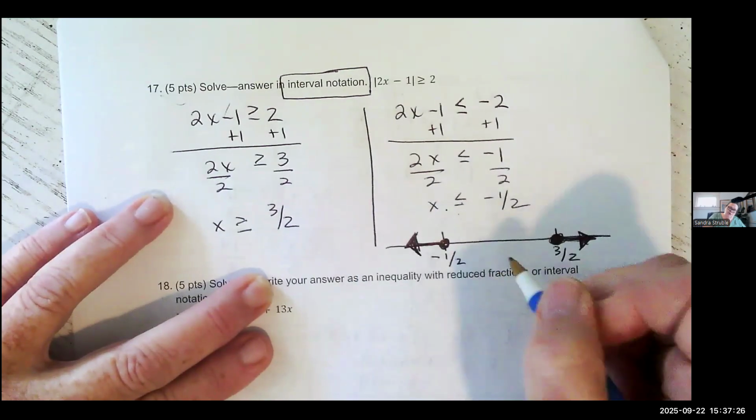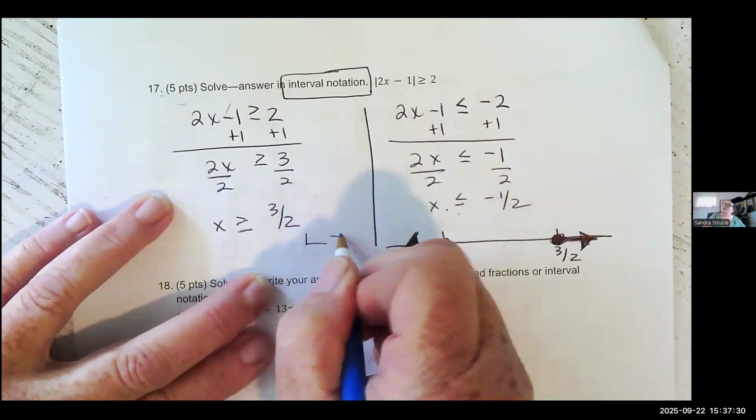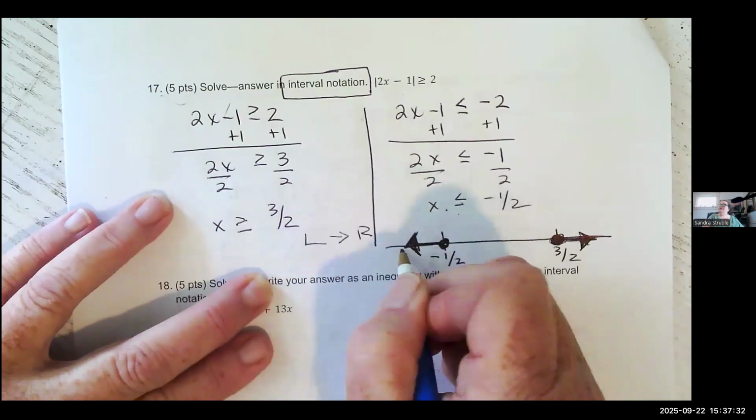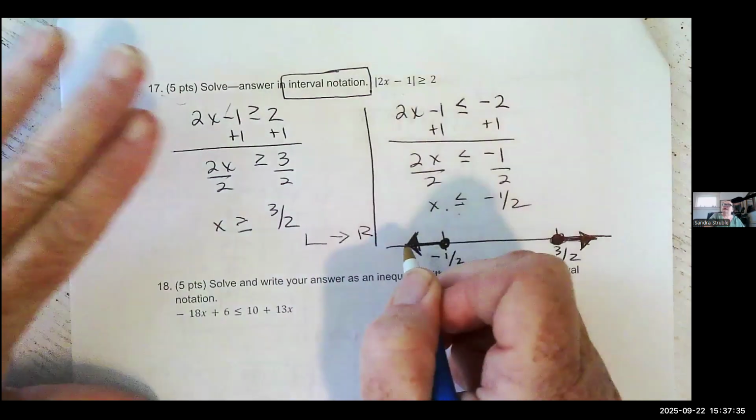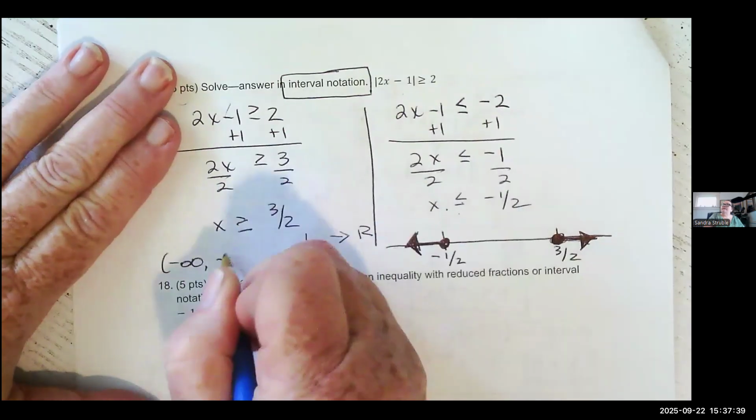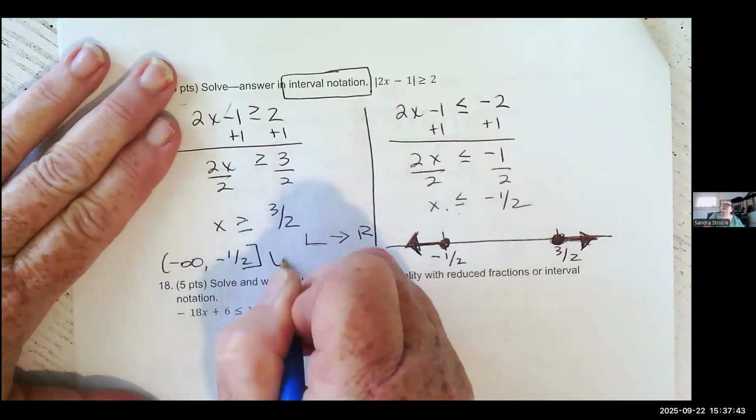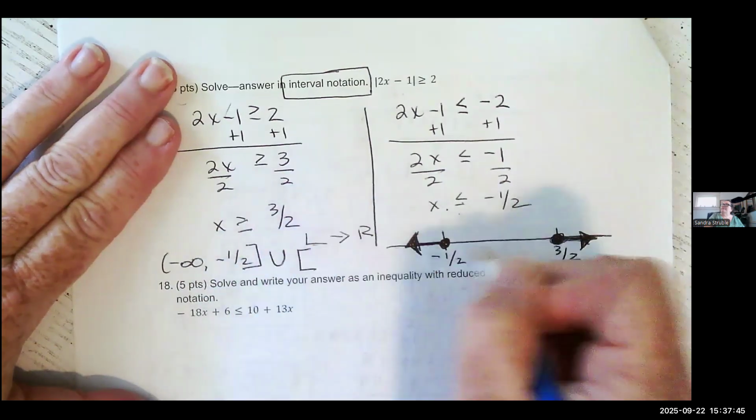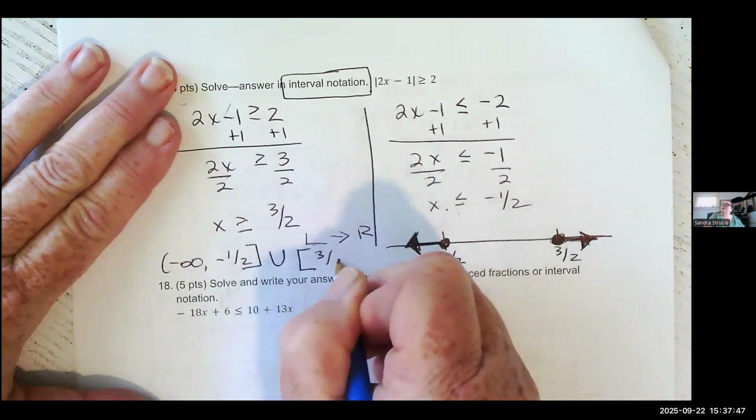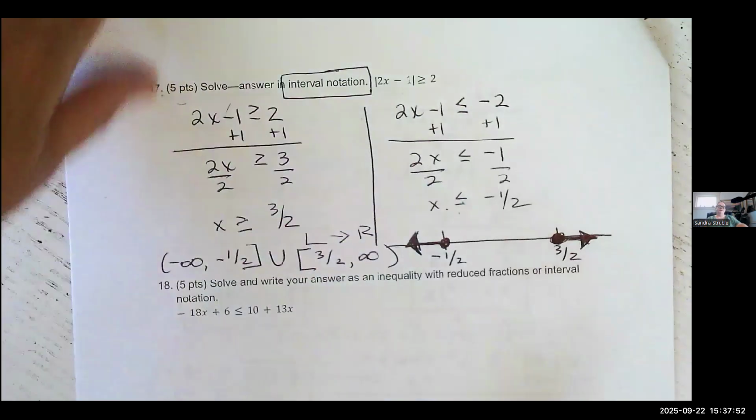So to write your interval notation, it's always from left to right. The furthest number to the left is negative infinity. And then it stops at negative 1 half. And it is included, so it gets a bracket. Union, bracket, because 3 halves is included. And it's taking off towards positive infinity. And there's your interval notation.